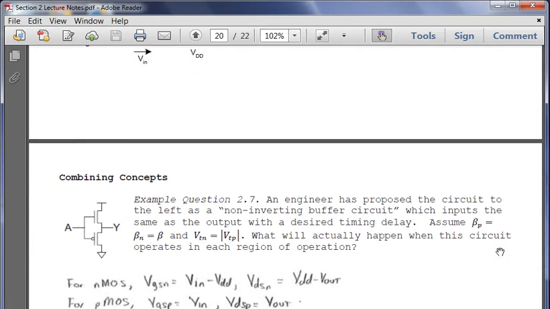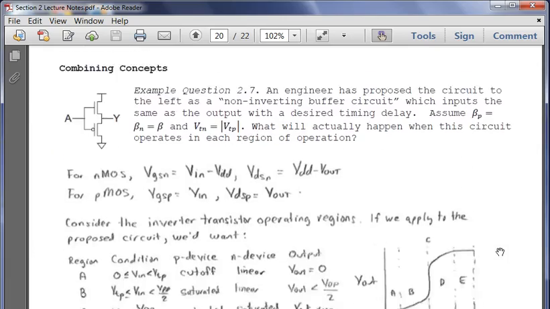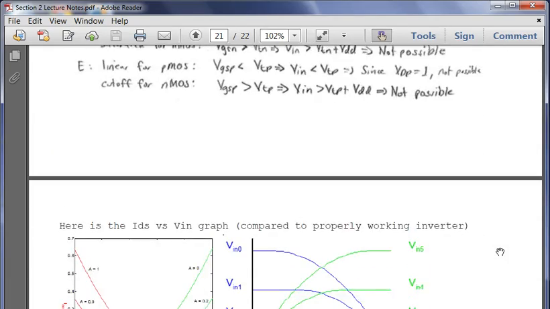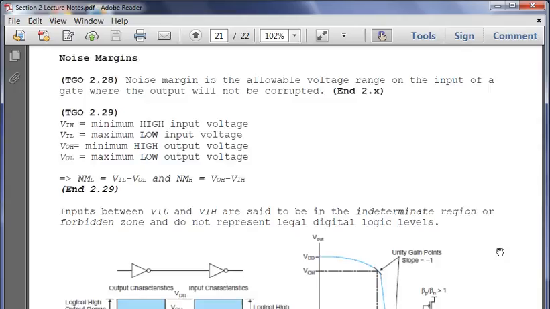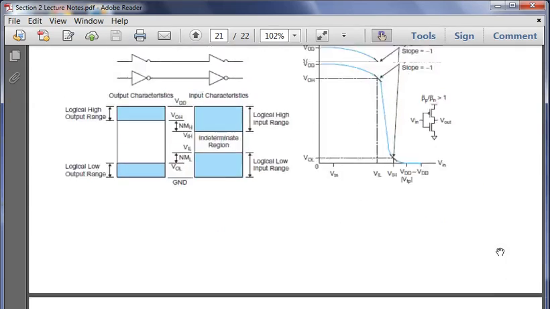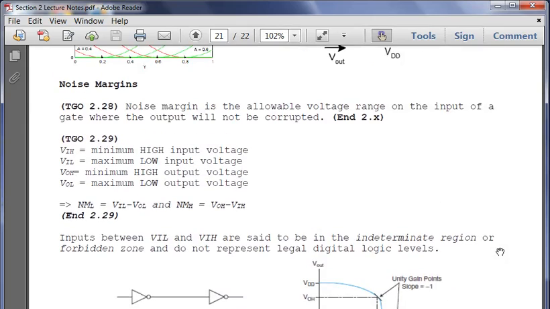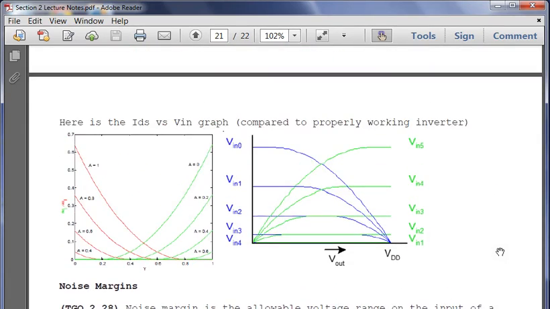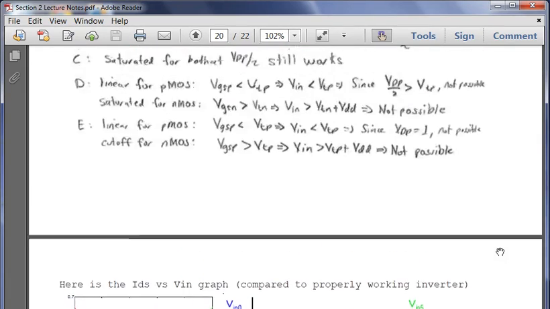So this is where I'm going to finish this particular lecture, because I want to have time for you to go over the last couple of things. We're not going to go over any of this example here. We're not going to go over noise margin. We'll start noise margins next lecture.